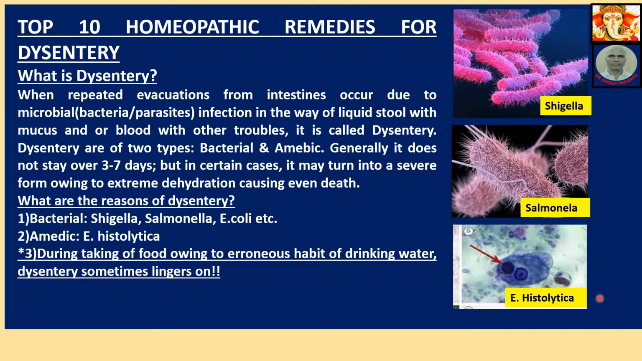Entamoeba histolytica. Number three, due to taking of food owing to erroneous habits of drinking water, dysentery sometimes lingers on. Many a person suffers from chronic dysentery due to this error. This I will discuss later on.